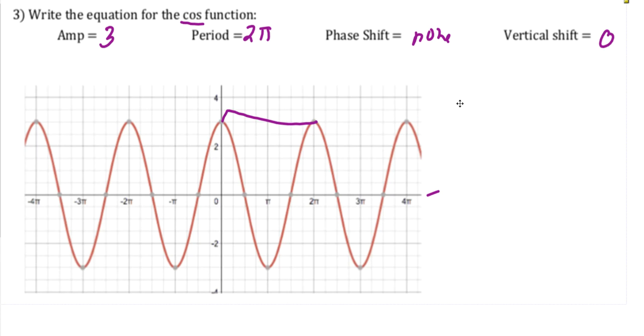So now it's just up to writing our function, y equal to, amplitude, cosine. We're at 2 pi, so my theta stays the same, my x stays the same. I can use x or theta. And there's no left, right, or up or down, so it's going to be 3 cosine x. And we're done. That's it. Next example.